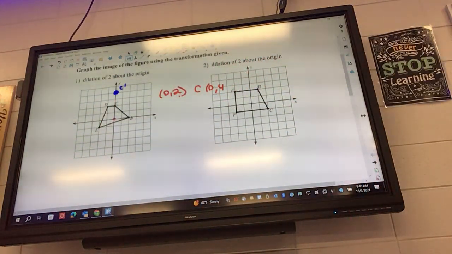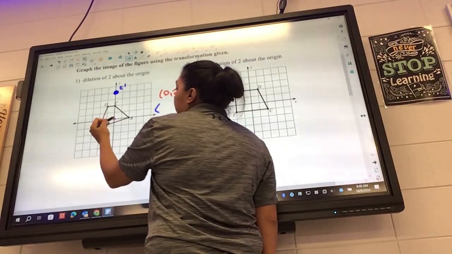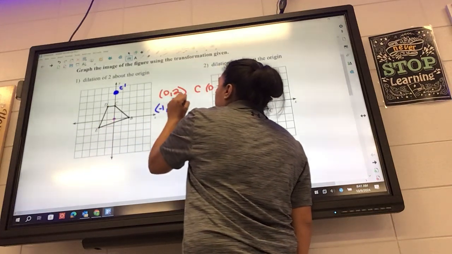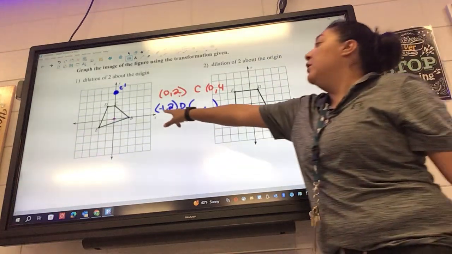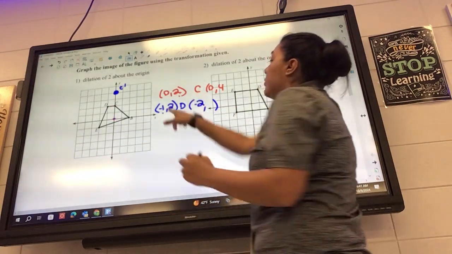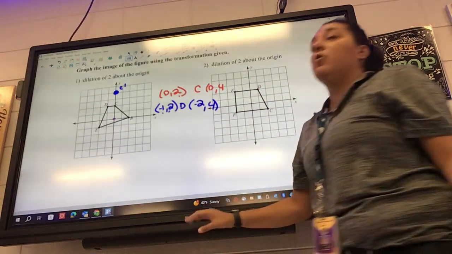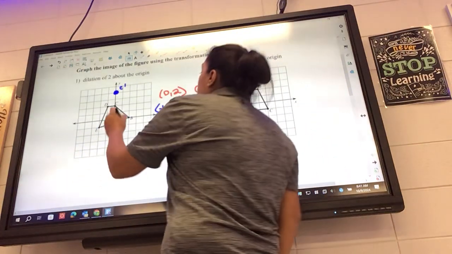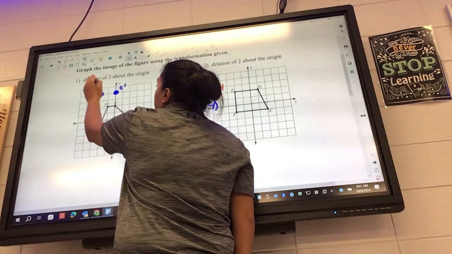Okay, my D is going to be, what is that coordinate for my D? We're going to go left 1, so negative 1, up 2, so positive 2. That's my D. So we're going to multiply both of those pieces by 2. Negative 1 times 2 is negative 2. 2 times 2 is 4. That's my new coordinate. So we got negative 2, so left 2, and then up 4. So this is going to be my new D.